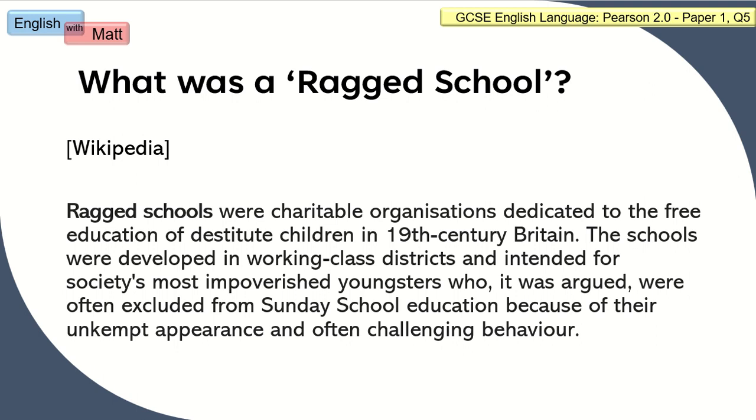It was argued at the time, and perhaps still is, that these youngsters were excluded from any kind of mainstream education, such as Sunday school, because of the way they looked and because they often had very poor behaviour. So that is what a ragged school was. It was designed to give children a future, and not exclude them because of their class or their family's lack of wealth.